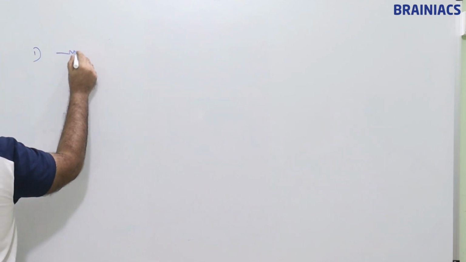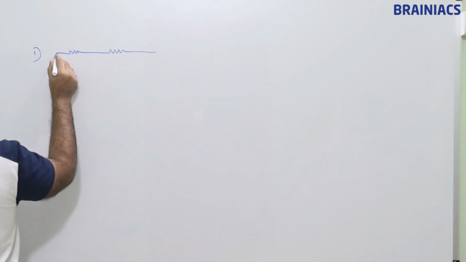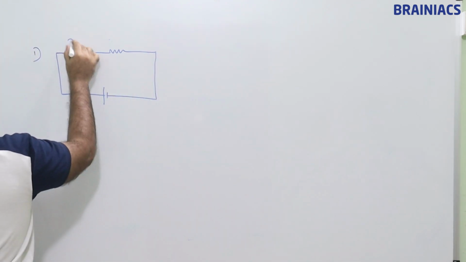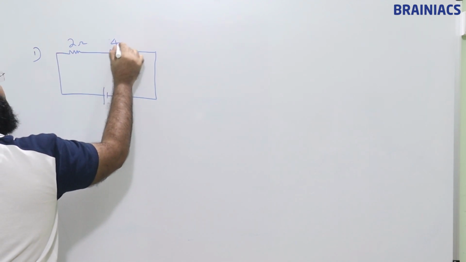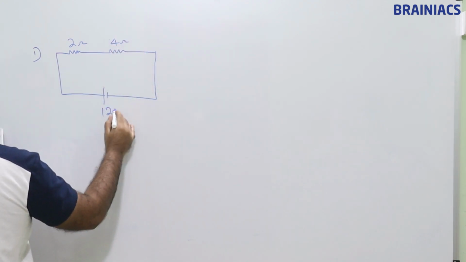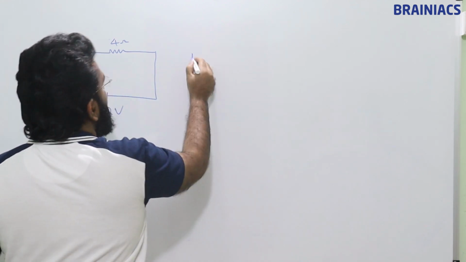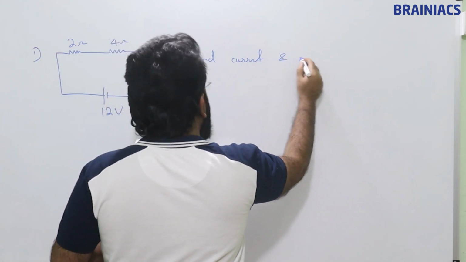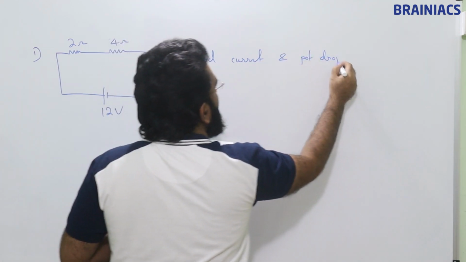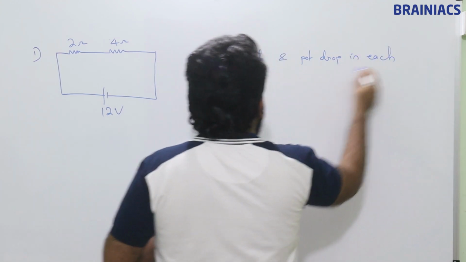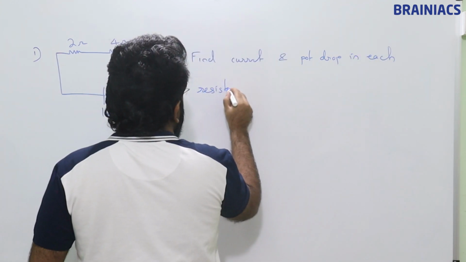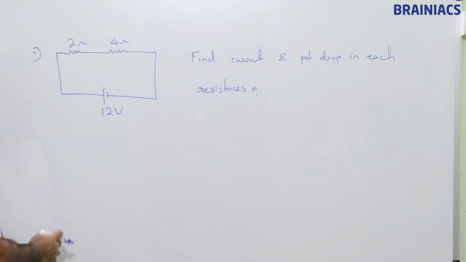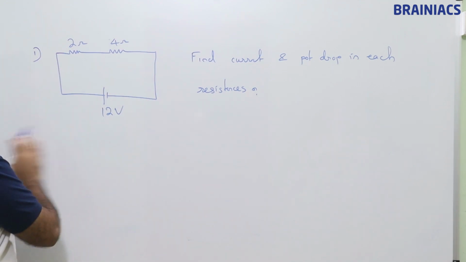Number 1. We'll start from simple problems, then we will slowly increase the complexities. Find current and potential drop in each resistance. You might have got the answer. Just to start with, we are doing this.